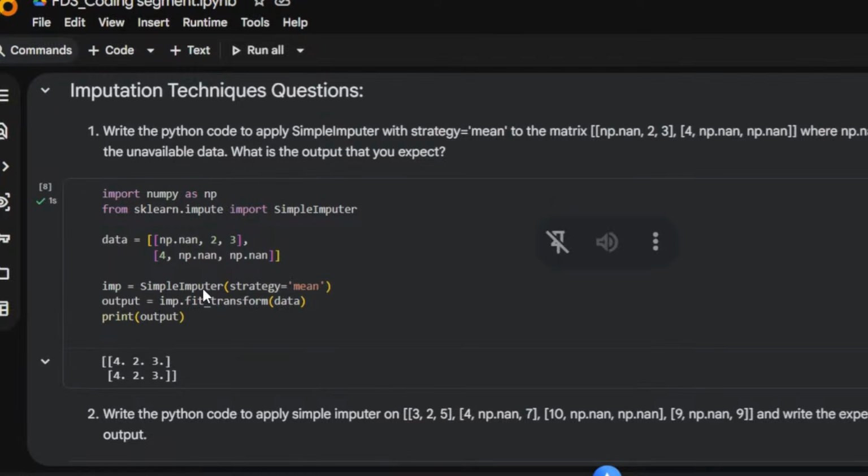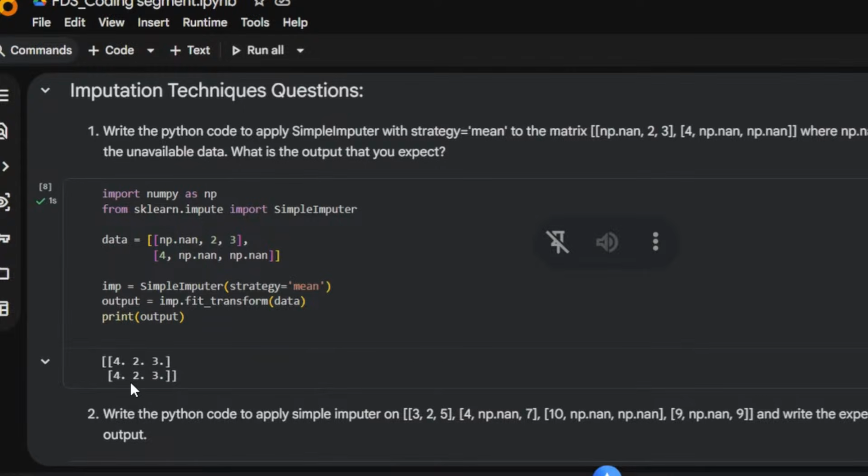So it'll train the model using the mean. It'll fill the missing values using the mean of those particular columns. So output equals to the imp variable dot fit transform of data. Data is the variable here. If you print the output, this is the corresponding output.